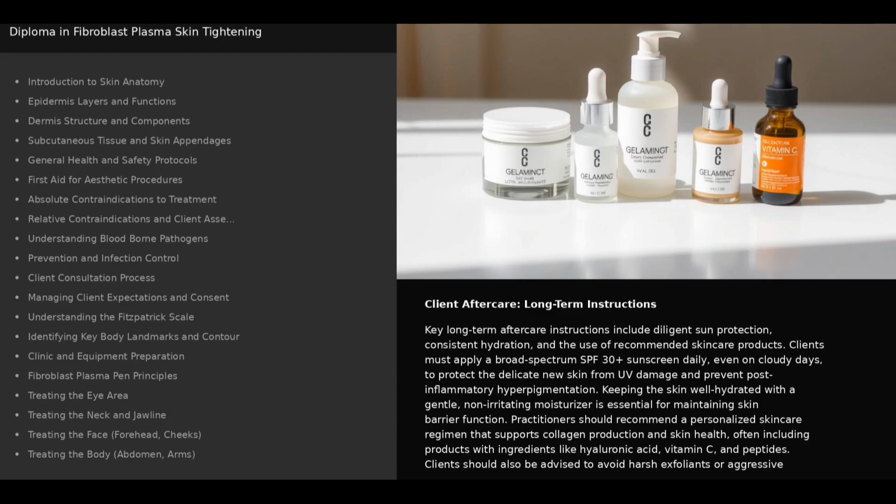Practitioners should recommend a personalized skincare regimen that supports collagen production and skin health, often including products with ingredients like hyaluronic acid, vitamin C, and peptides. Clients should also be advised to avoid harsh exfoliants or aggressive treatments for several weeks or months, as directed by the practitioner. Regular follow-up appointments allow the practitioner to monitor healing progress and adjust aftercare as needed, ensuring the best possible long-term outcome.